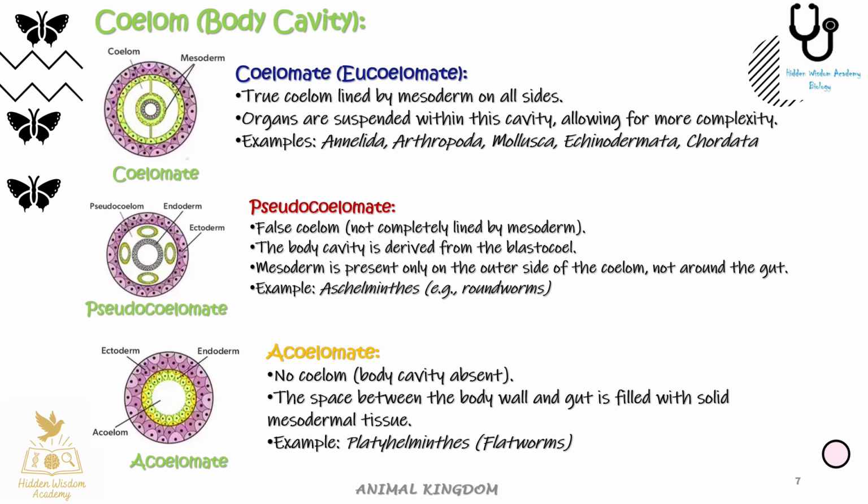Next, a pseudocoelomate has a body cavity but it is not fully lined with mesoderm. The mesoderm is present only on the outer side of the cavity. Aschelminthes like roundworms are typical pseudocoelomates. Lastly, an acoelomate is an animal that lacks a body cavity, meaning the space between the gut and body wall is completely filled with mesodermal tissue. A common example is platyhelminths or flatworms.